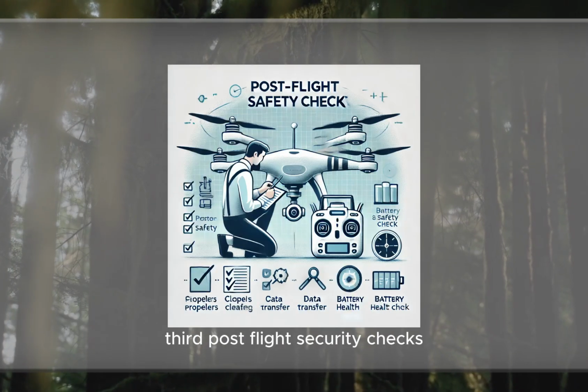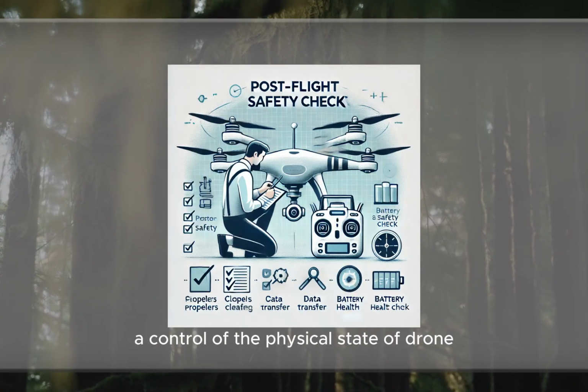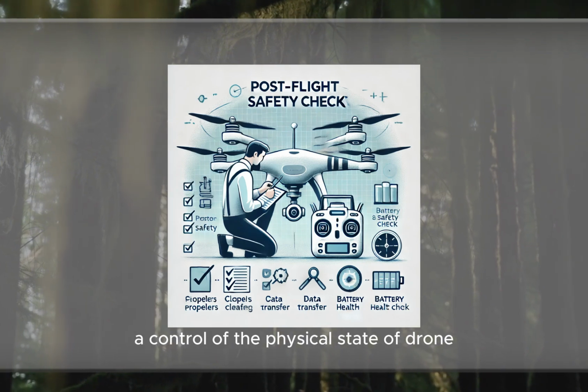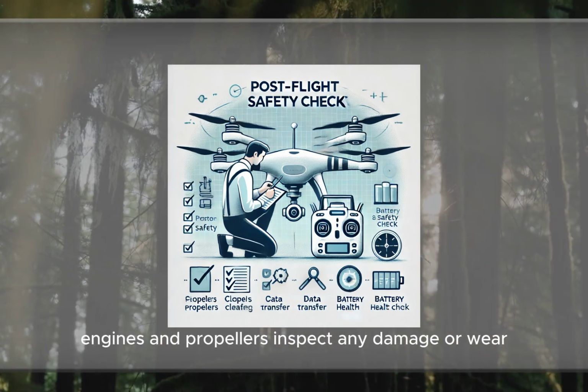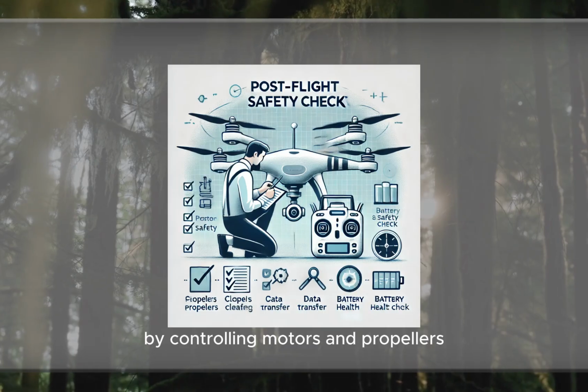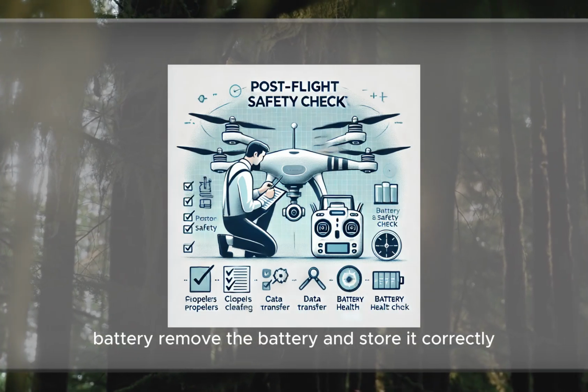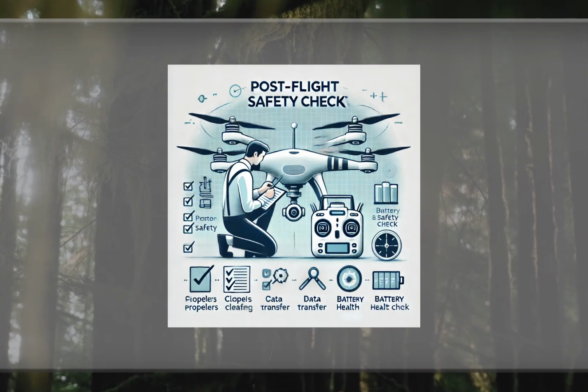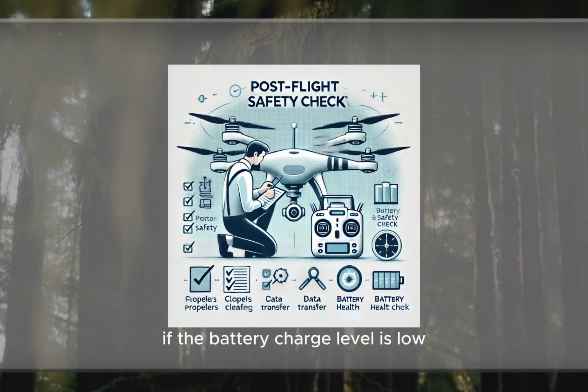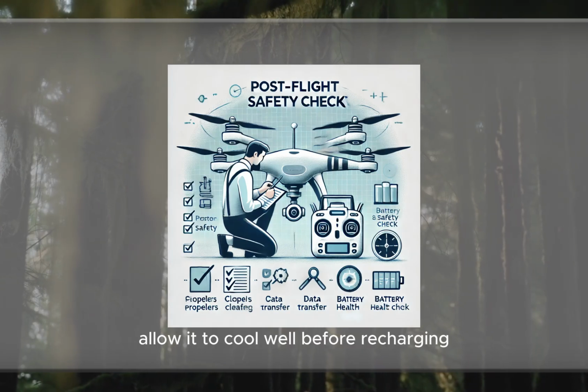Third, post-flight security checks. A. Control of the physical state of drone engines and propellers. Inspect for any damage or wear by checking motors and propellers. Battery: remove the battery and store it correctly. If the battery charge level is low, allow it to cool well before recharging.